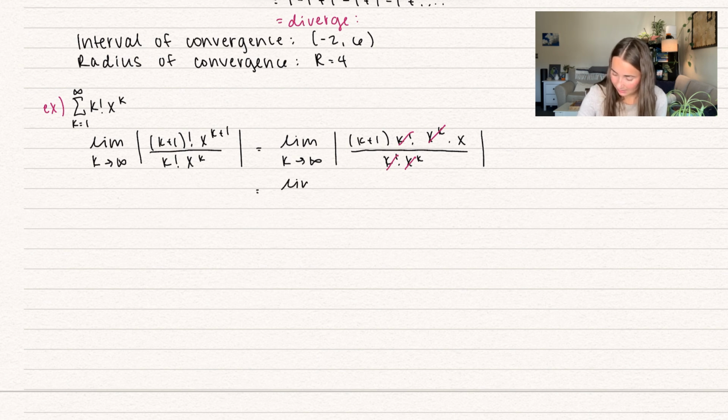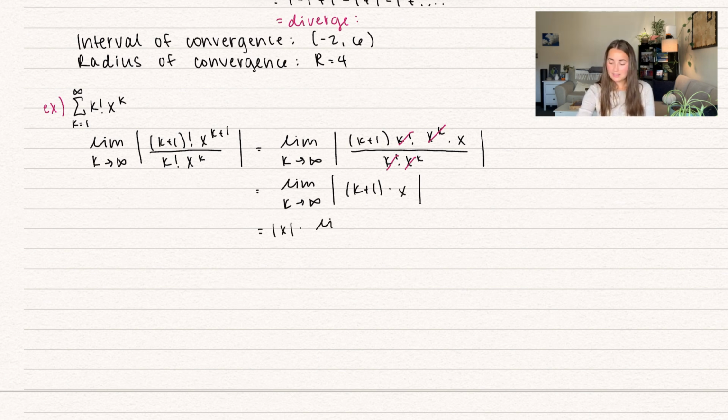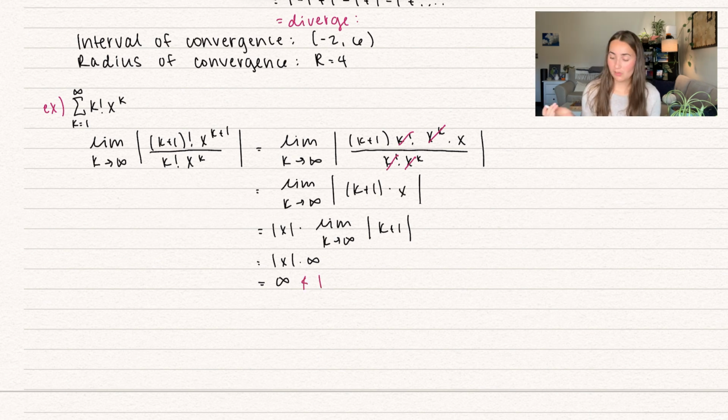So here we have the limit as k approaches infinity of k plus 1 times x. Remember, our x is not a function of k at all, so we can go ahead and pull that out. So we have the absolute value of x times the limit as k approaches infinity of just k plus 1. Now, what happens to k plus 1 as k goes to infinity? It goes to infinity. So we get the absolute value of x times infinity, which is equal to infinity. And remember, we want to find all the values for which this is less than 1. Infinity is not less than 1. So we're not going to find very many x values for which it converges.